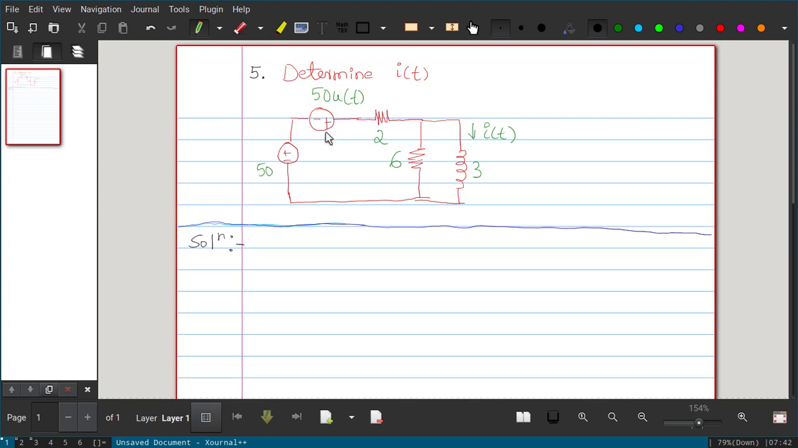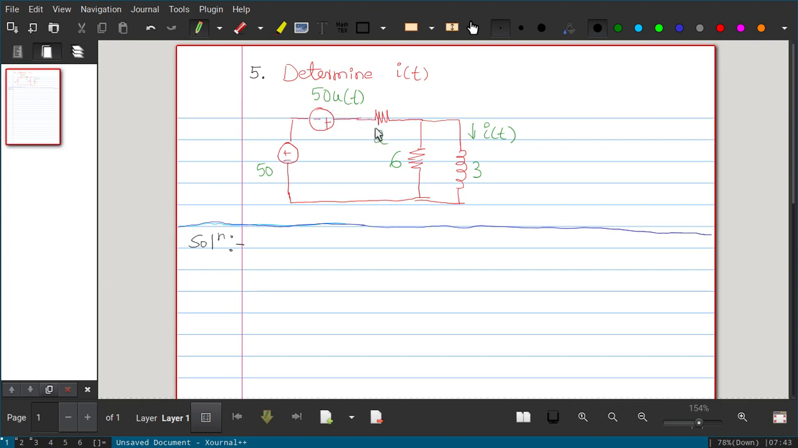When t is less than 0, this voltage source will have 0 volt. So this voltage source will be active only after t greater than 0. So 50 u(t) means when t is less than 0, this voltage source will have 0 volt. How to represent 0 volt? A short circuit. When t is greater than 0, this will have 50 volt, 50 into 1, so 50 volt. So 50 u(t) means when t is less than 0, it is 0. T is greater than 0, it is 50.